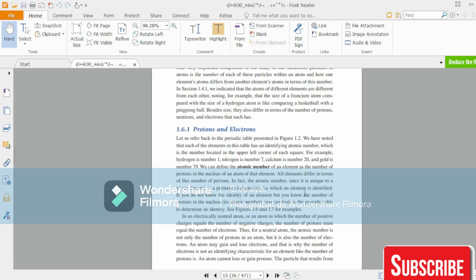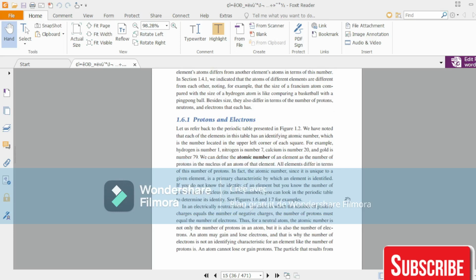In fact, the atomic number, since it is unique to a given element, is a primary characteristic by which an element is identified. If you do not know the identity of an element, but you know the number of protons in the nucleus, its atomic number, you can look in the periodic table to determine its identity. See figures 1.6 and 1.7 for examples.